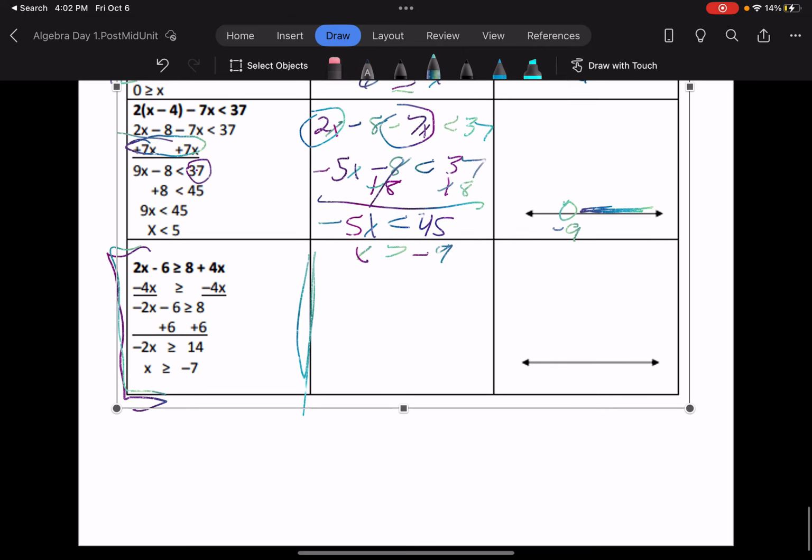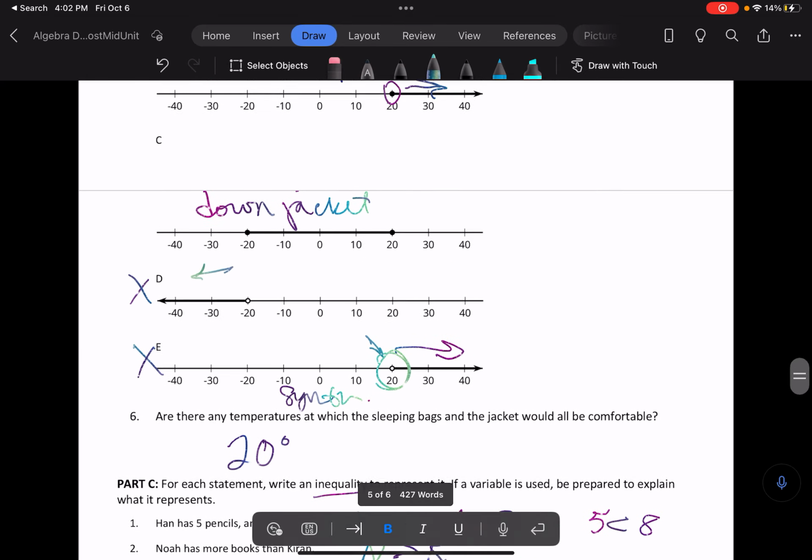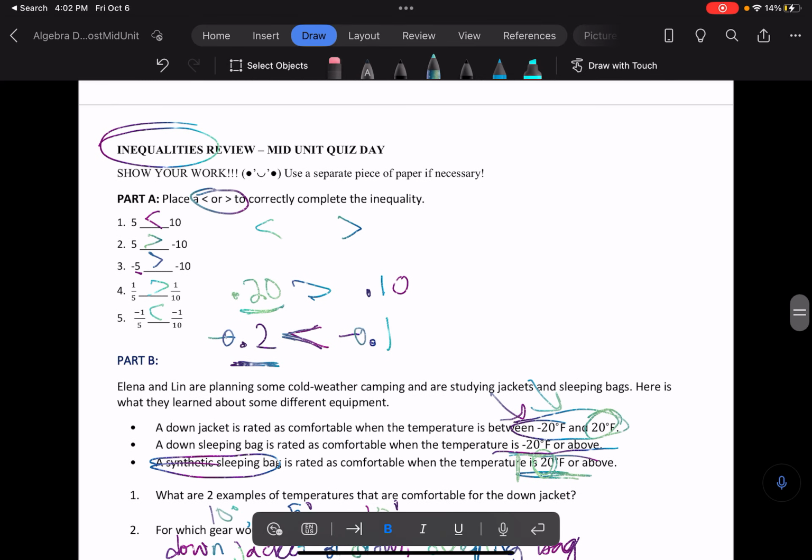All right, that's it for your homework. Again, it's a review of inequalities. If you have any questions, feel free to reach out to me. I also strongly encourage you to do iReady or Zearn lessons over the weekend to help you make sure that you feel really good about systems of equations.